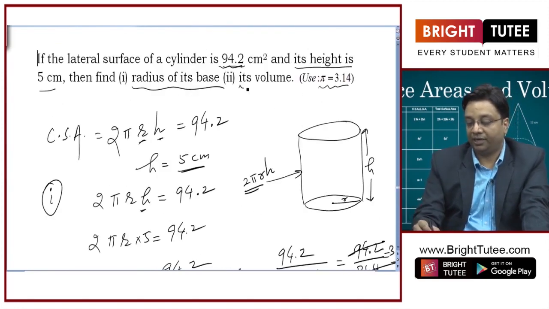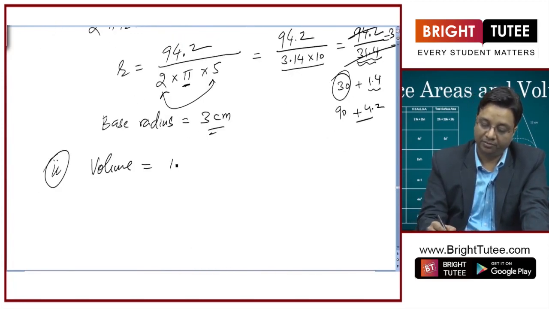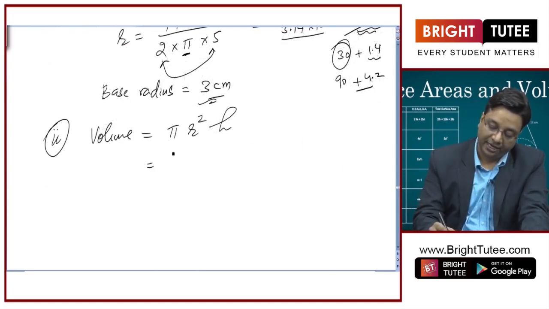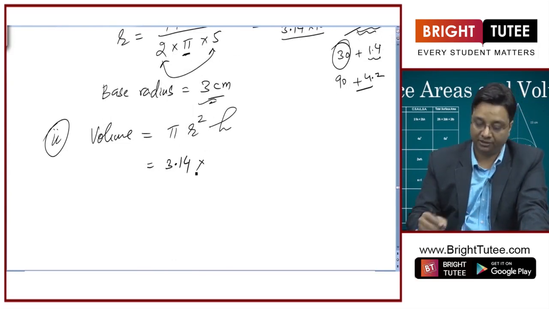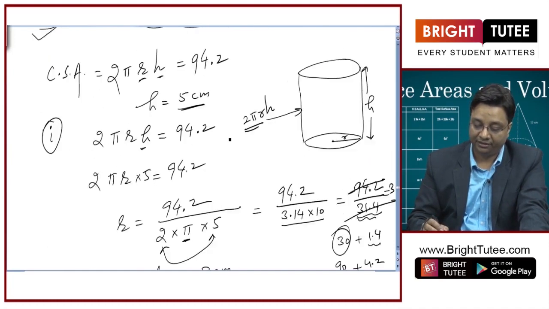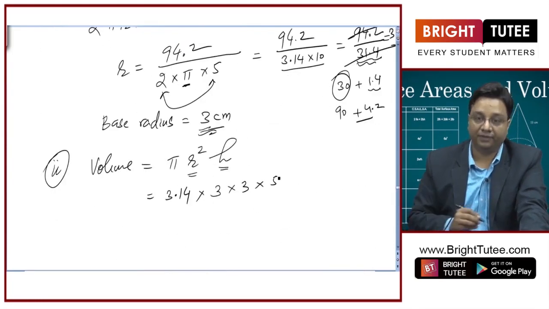Let us look at the second part, its volume. So the volume of this cylinder will be pi radius square into height. Pi is to be taken as 3.14 as per the instructions of this question. Base radius is 3 centimeters, so radius square means 3 into 3, and height is 5 centimeters, so we will multiply it with 5.